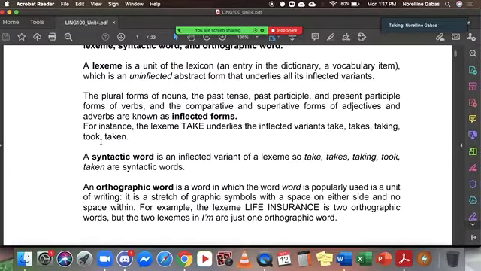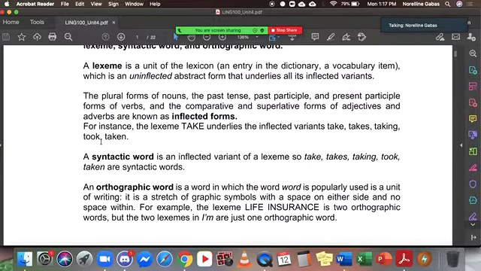Sa sentence na I am a Filipino, I is an orthographic word. Am is an orthographic word. A is an orthographic word. Filipino, it's another orthographic word. So there are four orthographic words in that sentence. Yun lang. Yun ang ibig sabihin niya, na nag-e-exist independently ang bawat item sa isang sentence, and you call it orthographic word.